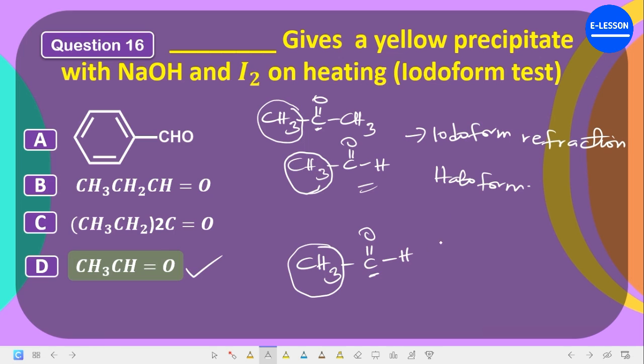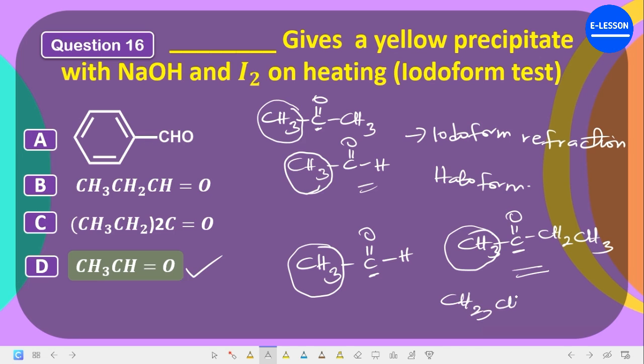Whenever you see any group like this, for instance, if they give you this particular group, can it undergo the iodoform test? Yes. Why? Because this CH3 group is attached to the carbonyl group, which is a methyl ketone. However, if you are given CH3CH2 C double bond O CH2CH3, this does not have a methyl ketone, hence it cannot undergo the iodoform test.